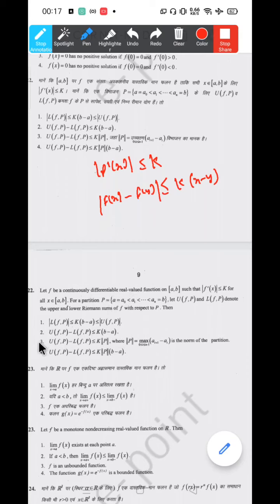So integrability tells only 3 and 4. U(f, P) minus L(f, P) is less than k times norm P. What is norm P? Maximum of a(i+1) minus a(i). I think this is okay. k into b minus a will be there for this and this. I think option 4 must be true.